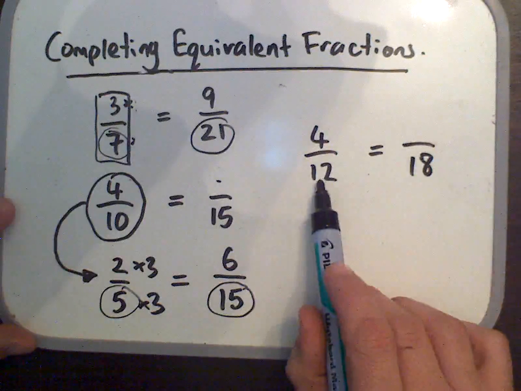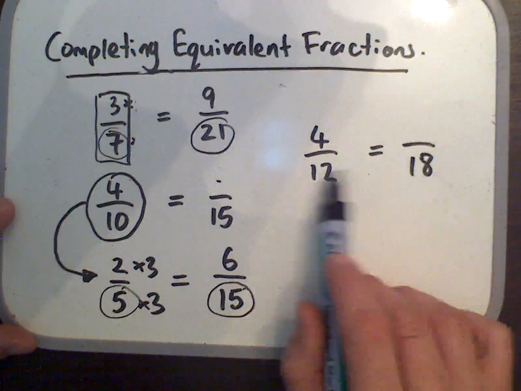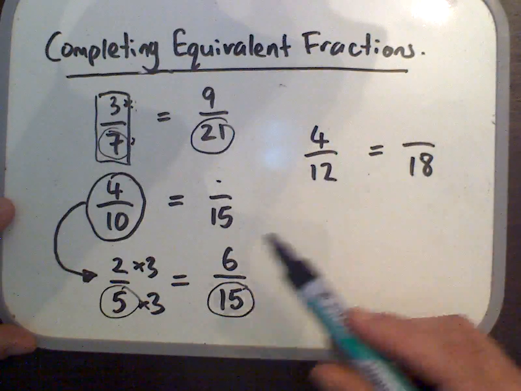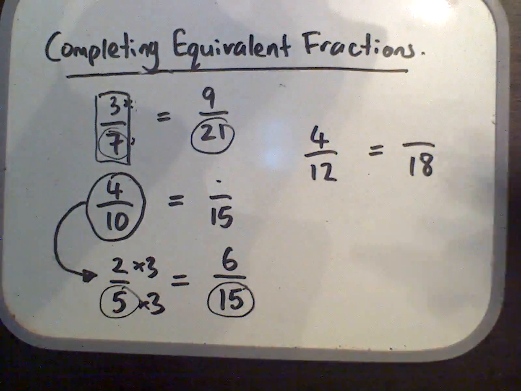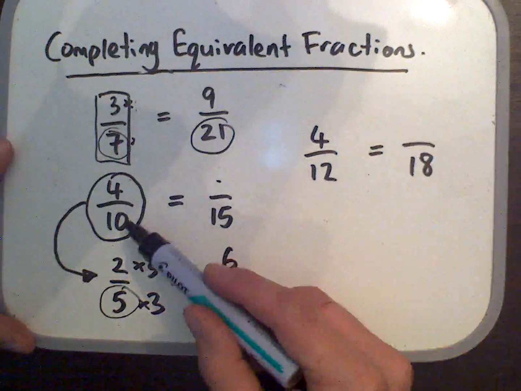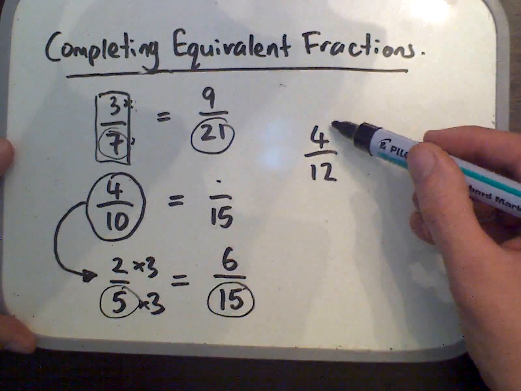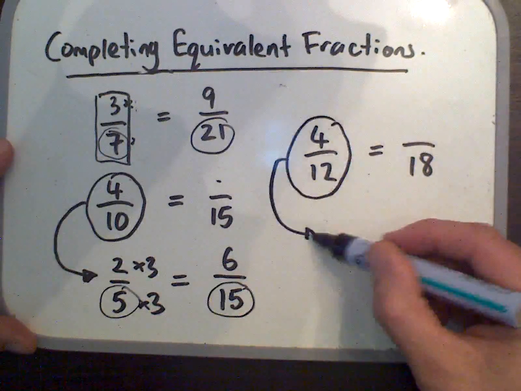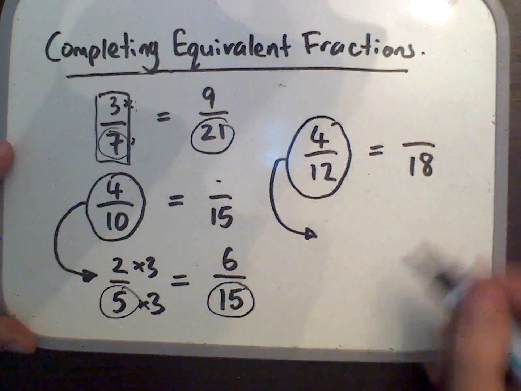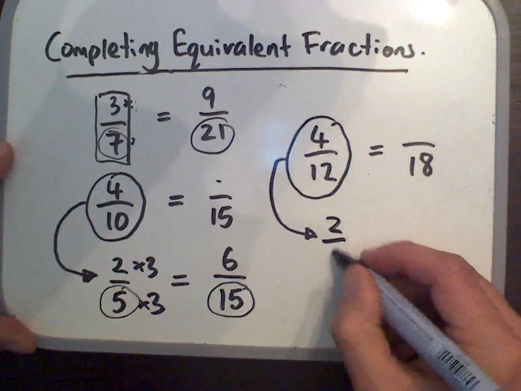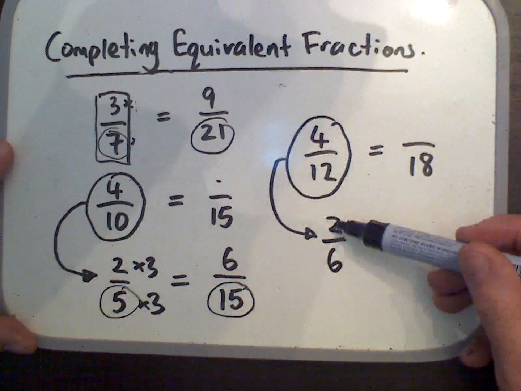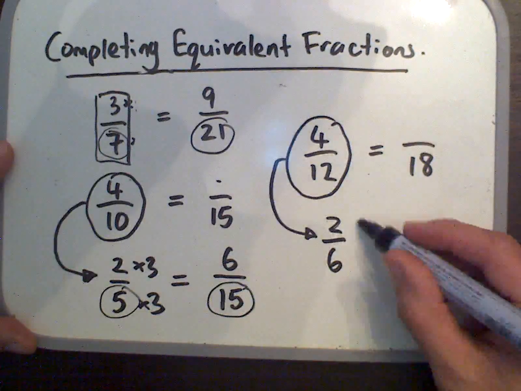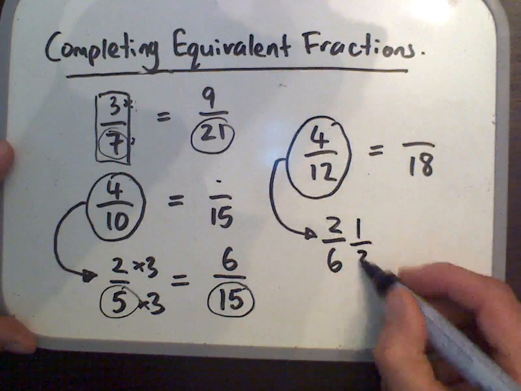Again, with 12 and 18, there's no clear number that we can think of straight away to multiply to get to 18. For those of you that know how to do this, we'll use the same strategy we did here. Let's change 4 out of 12 into its simplest form. There's a number of ways we can do that. One way is to halve both of them to get 2 and 6, and then work out what goes into both 2 and 6. So we know 2 goes into 2 once, and we know that 2 goes into 6 3 times.